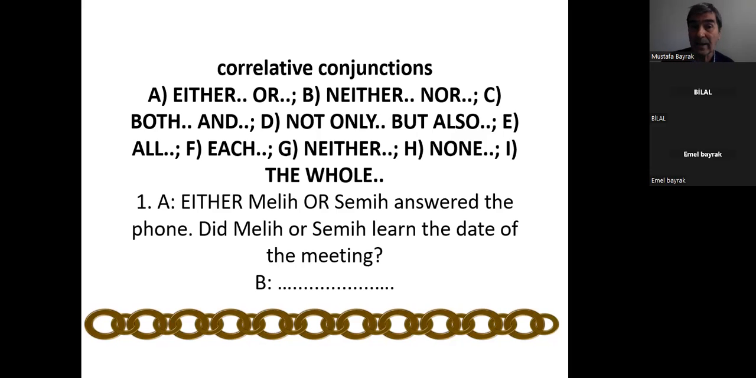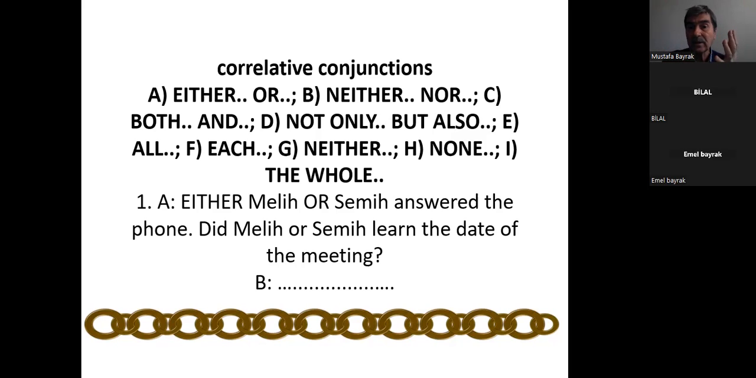This is very useful, and that's why the sentence structure is very important. For example, here, either subject or subject plus the rest of the sentence, okay? In all past, present, future situations. So useful, so simple. Either Melih or Semih answered the phone.